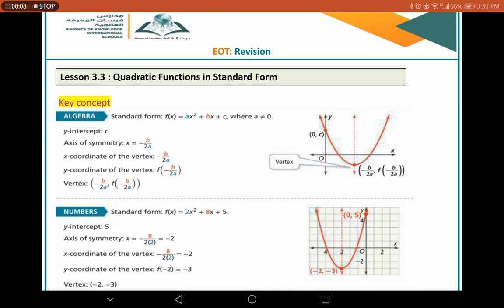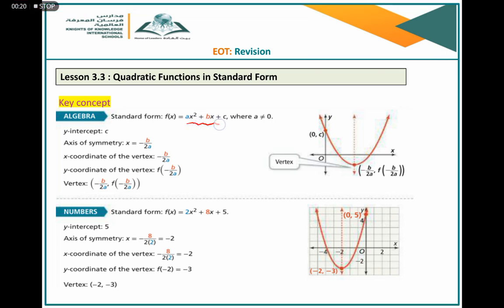Now we are in lesson 3.3, quadratic functions in standard form, and every one of you knows what the standard form looks like. It is ax squared plus bx plus c. You know this? This is the standard form. Let's go.